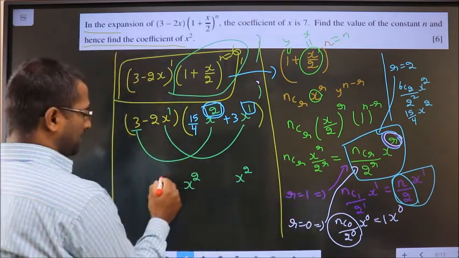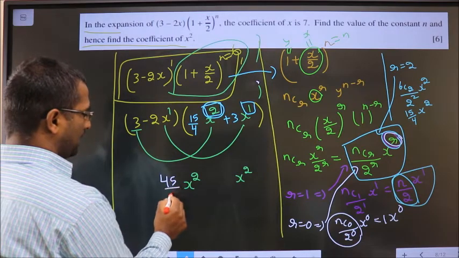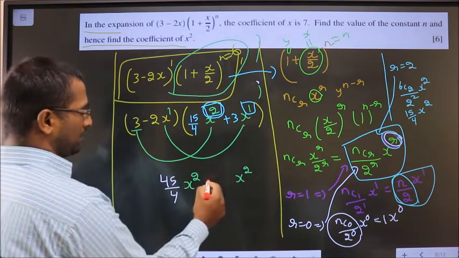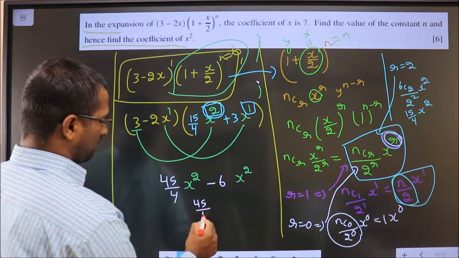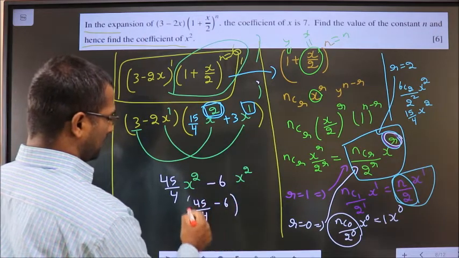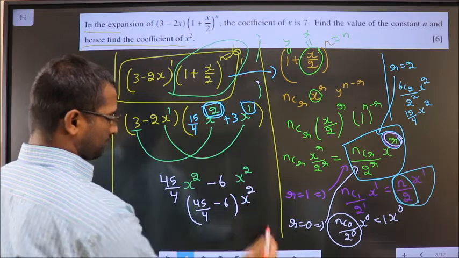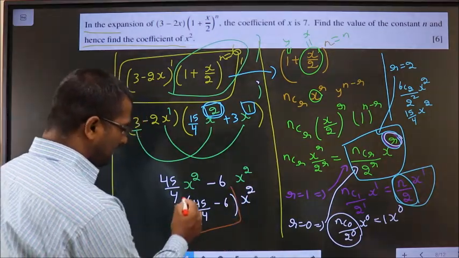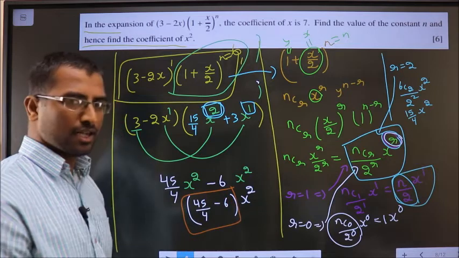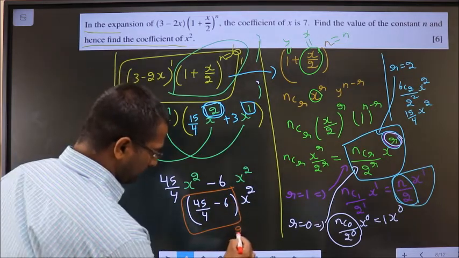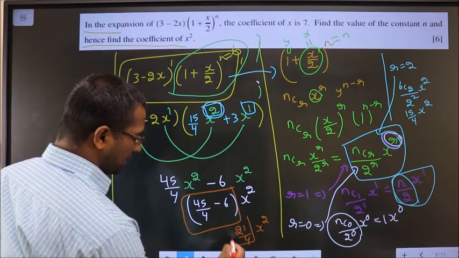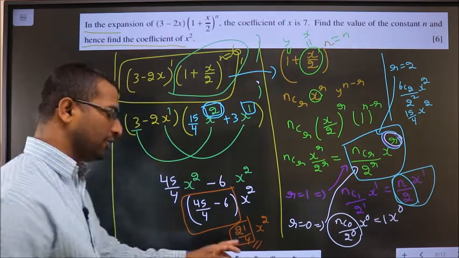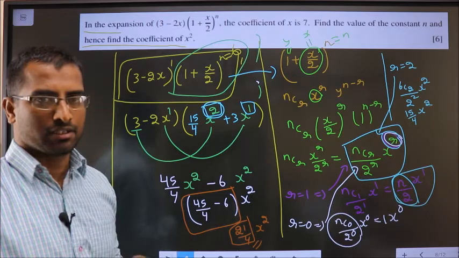So 3 times 15 by 4 is 45 by 4. Minus 2 into plus 3 is minus 6. Take x square common. So 45 by 4 minus 6 times x square. Put this bracket in the calculator. You get the answer to be 21 by 4 x square. So the coefficient of x square is 21 by 4. This is our answer. Okay.